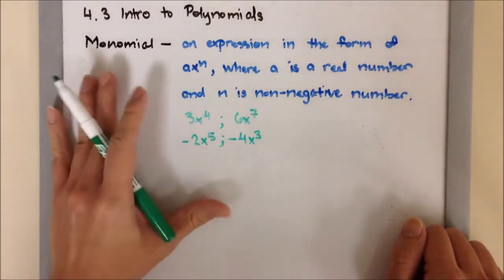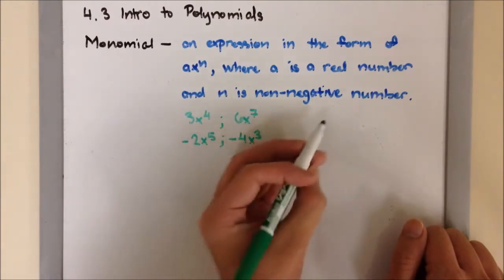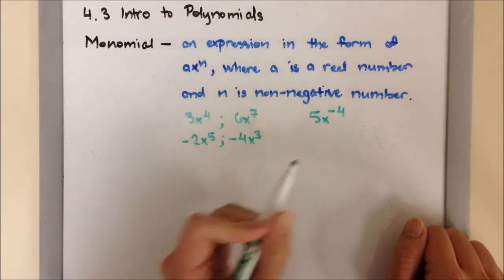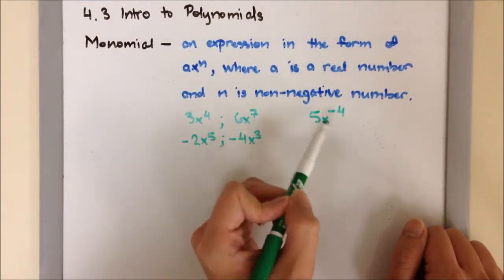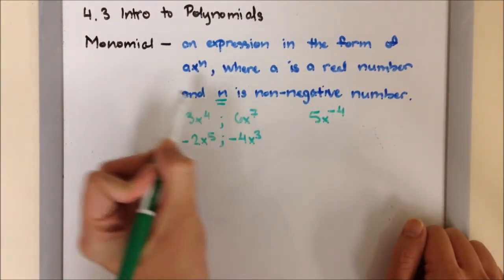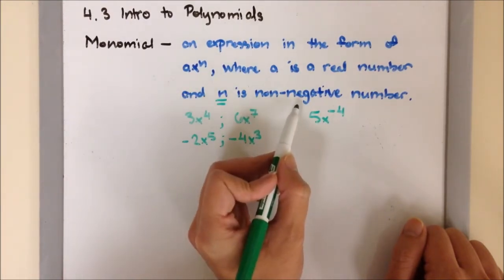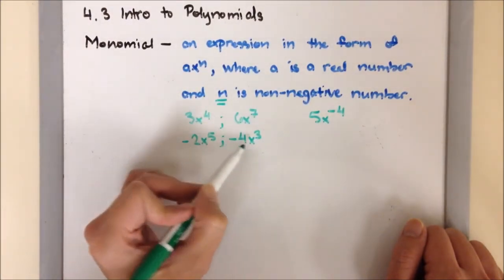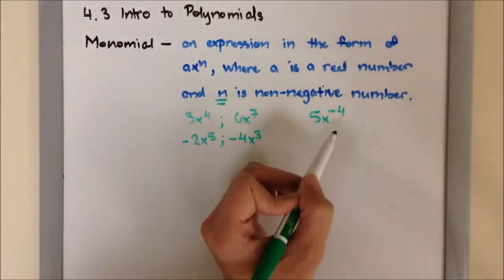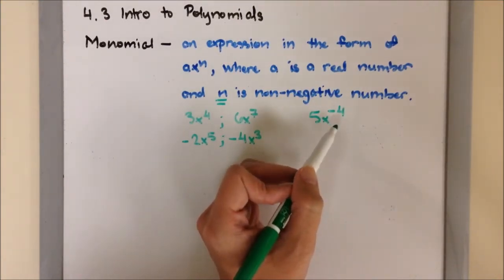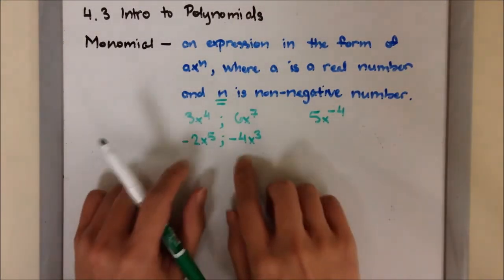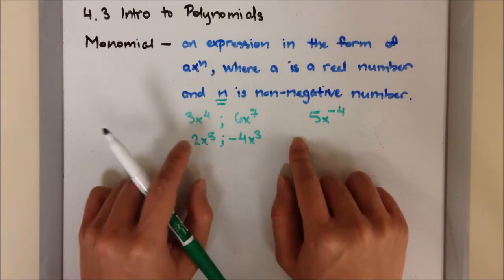An example of not a monomial is when, for example, say 5x to the negative fourth power. This is not a monomial because it has a negative exponent. So again, n has to be non-negative. Another term for that is positive. So you see, these examples have positive exponents, so these can be monomials. Now this one cannot because it has a negative exponent, meaning n has to be a positive exponent. So make sure to tell the difference.